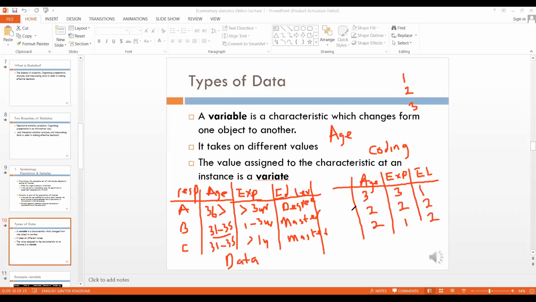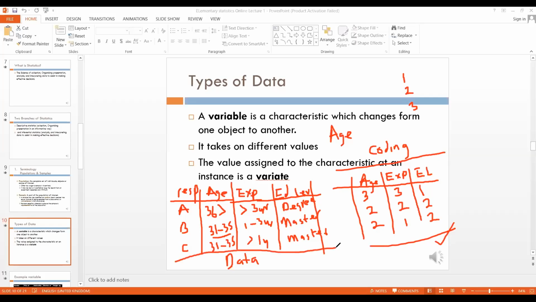So basically we can see that clearly now it looks like numeric data, okay? Which you would easily accept as data. But in actual fact, this is the coded form of the data. So this is the real data itself, okay? This is the real data itself.